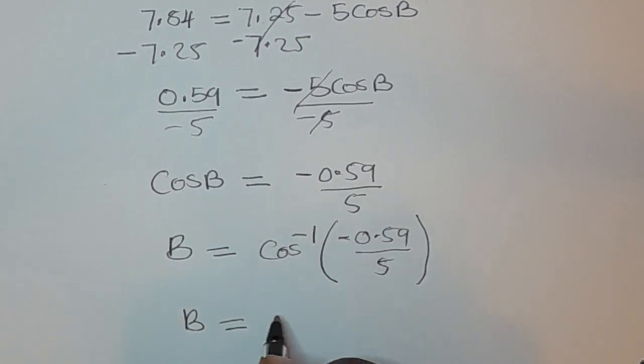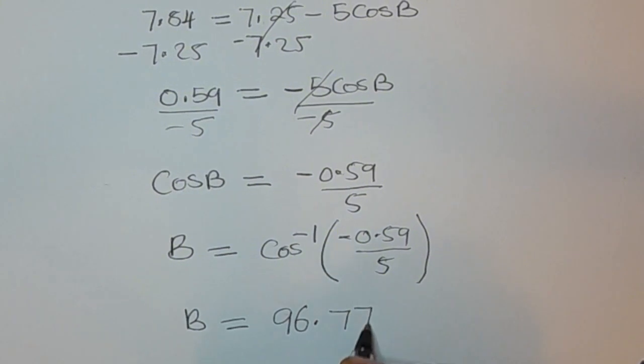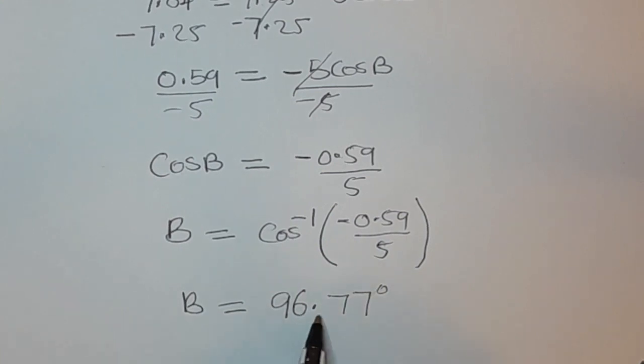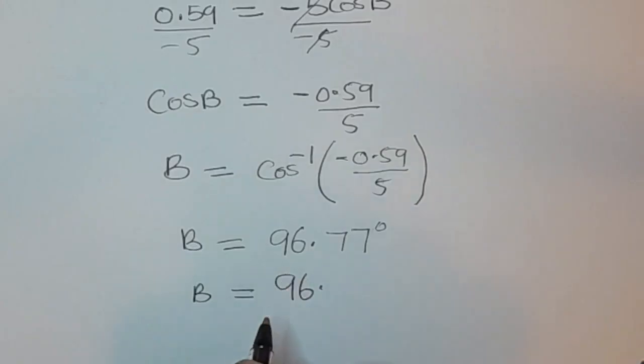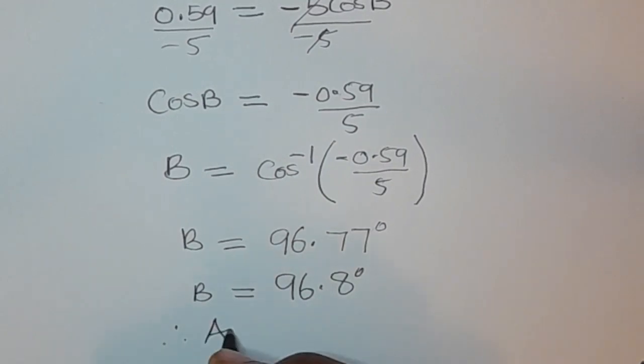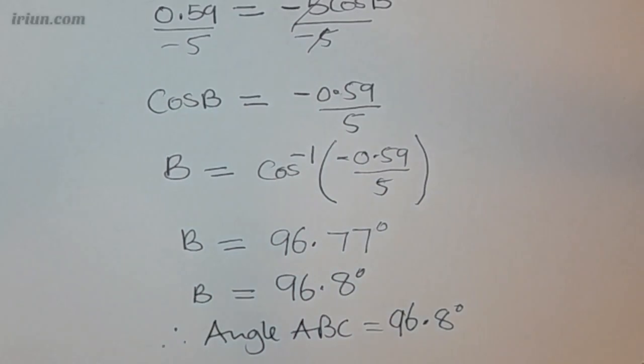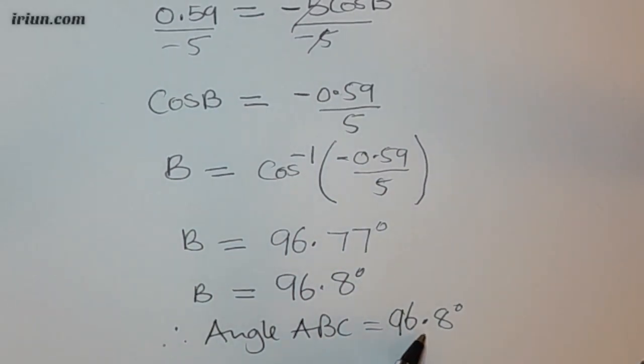Okay? So you have B is equal to cos inverse of this. You are going to see that you have 96.77. So these are degrees. Okay. So let's round this answer off to one decimal place or three significant figures. So we have B is equal to 96.8 degrees. So you conclude and say, therefore, angle ABC is equal to 96.8 degrees. So this is 96.8 degrees and it's an obtuse angle.